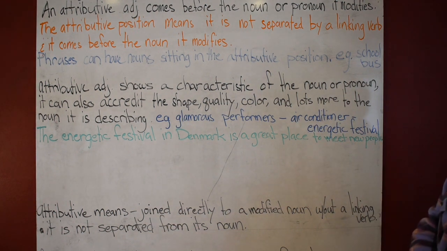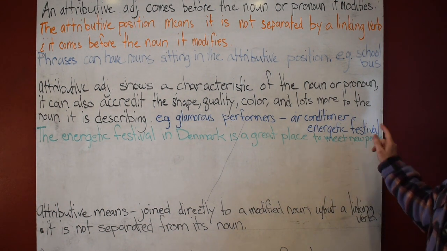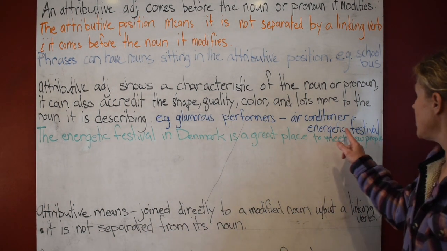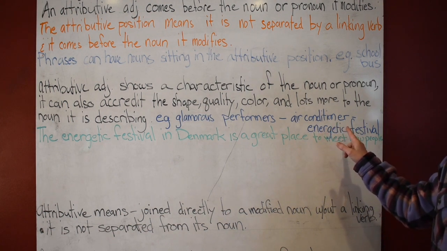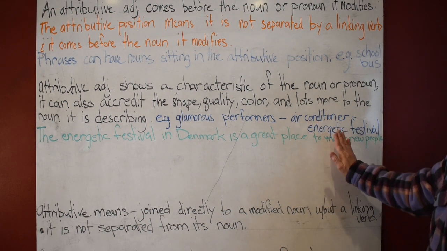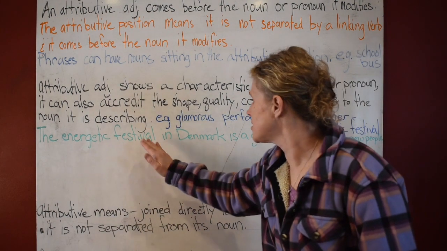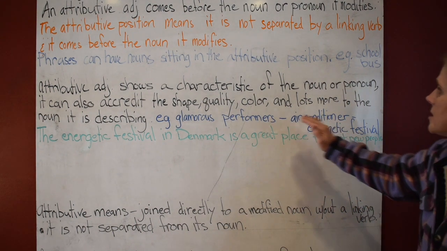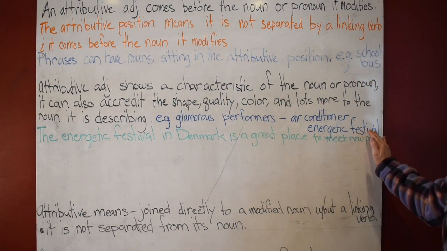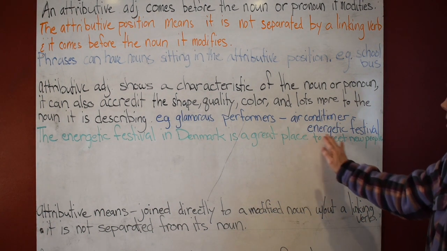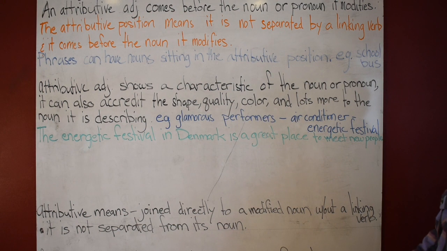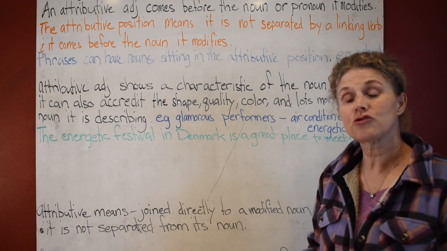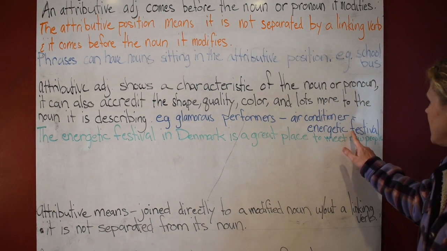Okay, energetic festival. Energetic festival. Is this energetic an attributive adjective? Oh, it is. Paul, would you have said yes? Because look, Paul, we can drop it and we could say the festival in Denmark. We don't have to say the energetic festival. It's just telling us the quality of what's going on in the festival. I know what it means now. Does that make sense? So we can drop this, and if we can make up a sentence with just festival, then you have an attributive adjective. And see how it's right in front of it.